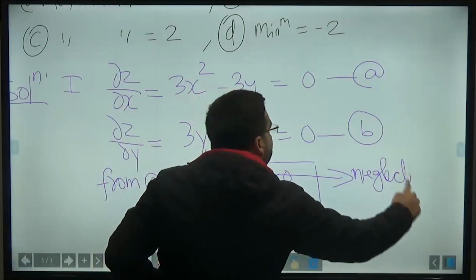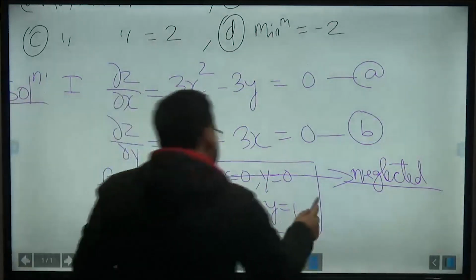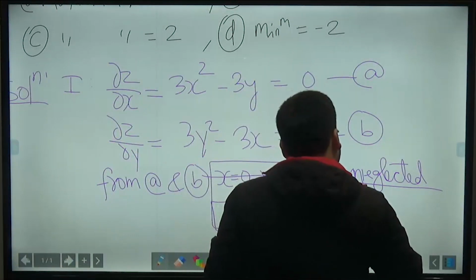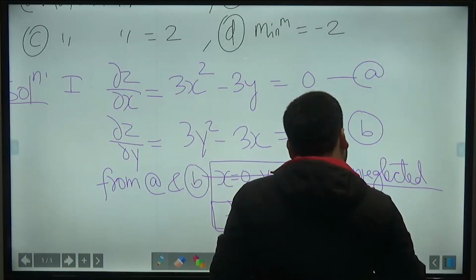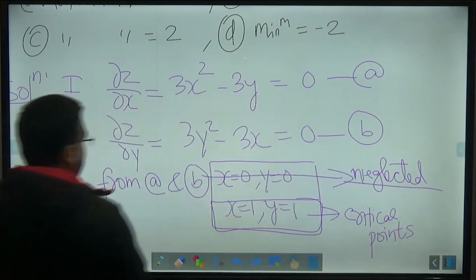We do not check the maxima and minima at the origin. This is neglected. So we will only be checking the maxima and minima at this critical point. So these are the critical points that we have.